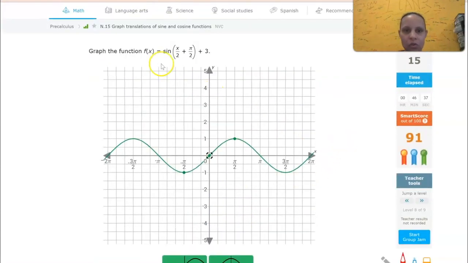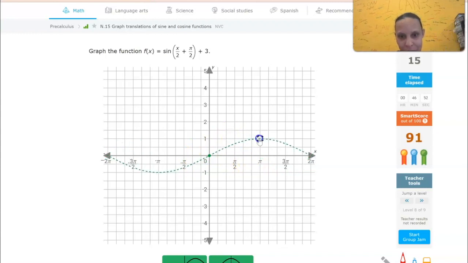Boom, sine. Okay, cool. What are we going to do to it? A half, which means, since it's inside, it's the opposite, which is the reciprocal. So it needs to stretch by 2. So it needs to be twice as long. So instead of this going to pi over 2, it needs to go to pi. So this maximum needs to be at pi.